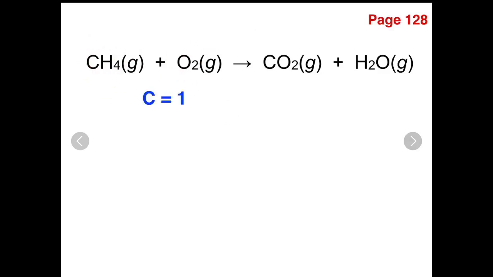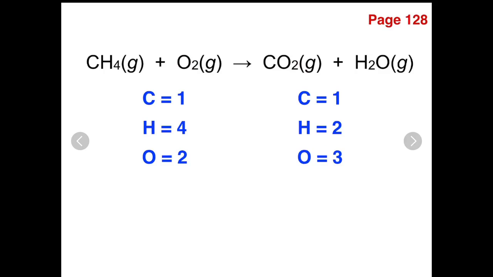Okay, so what do we do? Well, first you will need to start to count the number of each element, right? Carbon, there's one carbon on this side. There's also one carbon on this side too. Next, there are 4 hydrogen on this side. There are only 2 hydrogen on this side. Don't do anything yet. Let's keep going. 2 oxygen on this side and we have 3 oxygen on this side. So what should we do then?